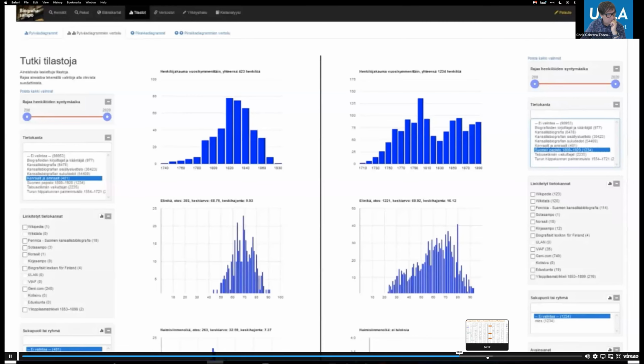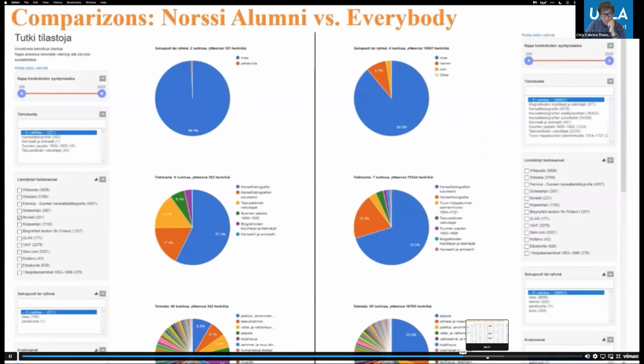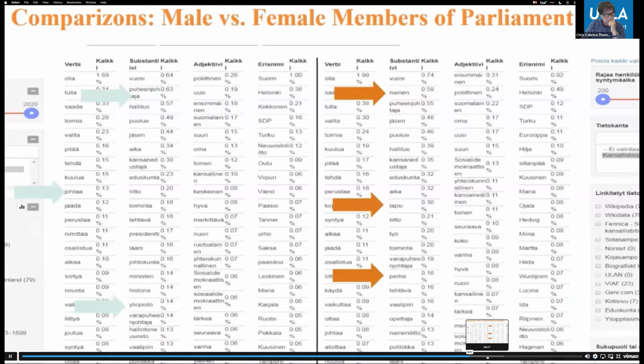It is also possible to analyze the language of the biographies. For example, the words family and child occur often in the biographies of female Finnish members of parliament but seldom in the biographies of men.